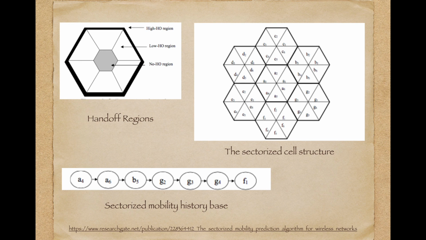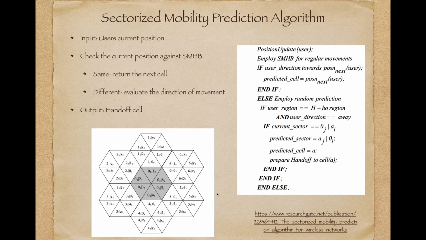This algorithm uses cells to represent the different network locations, and each cell is split into no, low, and high handoff regions based on the relative signal strength of the networks. Cells are further broken up into 6 sectors based on which cell is neighboring that sector, as shown here. This algorithm also uses a sectorized mobility history base to track a precise pattern of mobility of the user to aid in prediction.